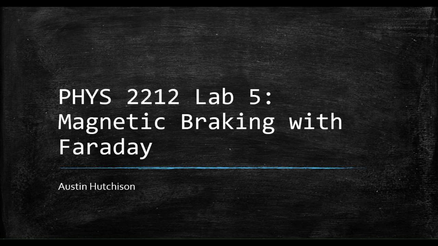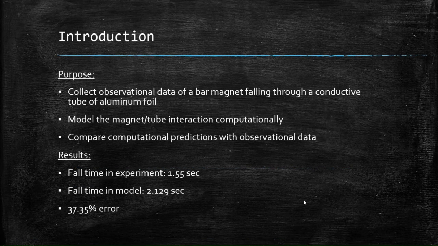Hey, my name is Austin Hutchison, and this is my video report about Lab 5, magnetic braking with Faraday's Law. The purpose of this lab was to collect observational data of a bar magnet falling through a conductive tube of aluminum foil, and then model the magnet and the tube interaction computationally, and then compare the computational predictions with the observational data.